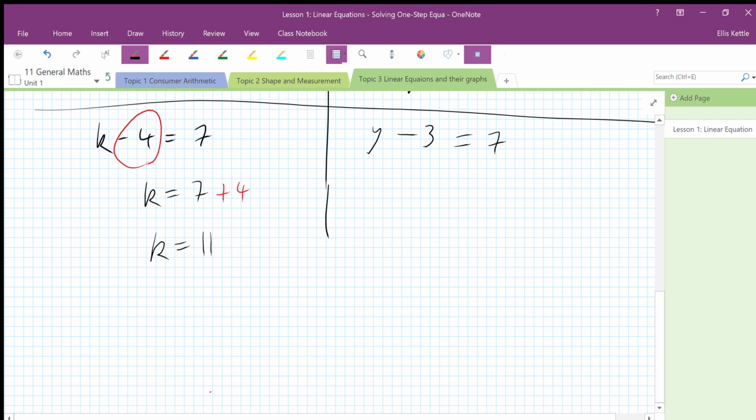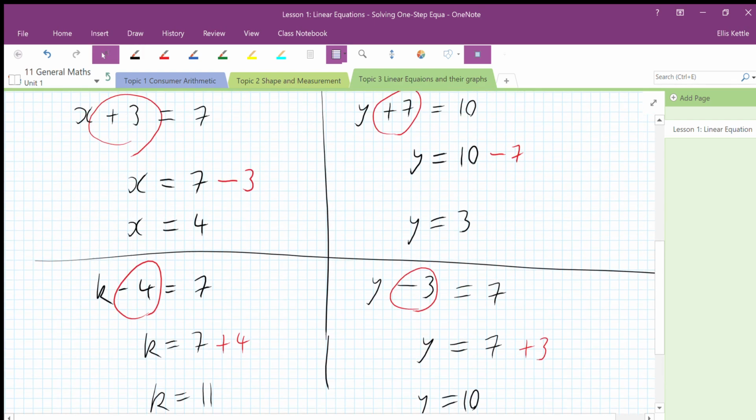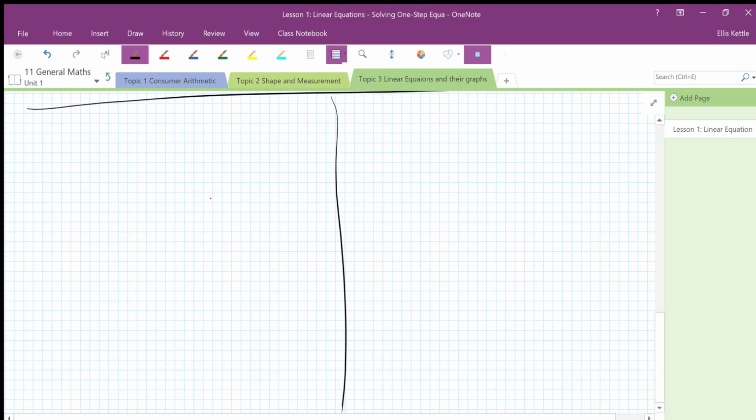Alrighty, so hopefully you had a go at that one. And we get y is equal to 7, change that minus 3 into a plus 3, and we are left with y equal to 10. Alrighty, so that's two of our simple one steps. But we don't just have addition and subtraction, as we can see. We also have things like multiplication, although multiplication looks a little bit different.